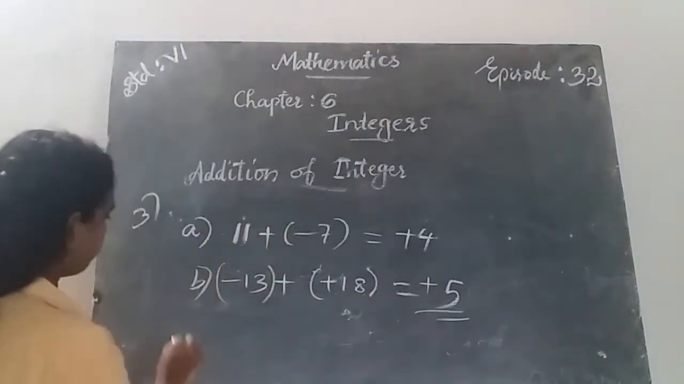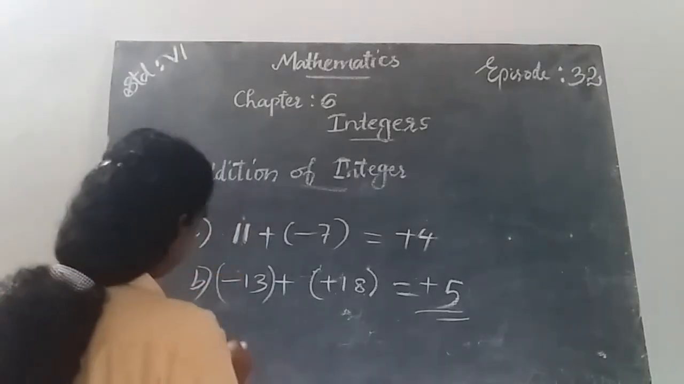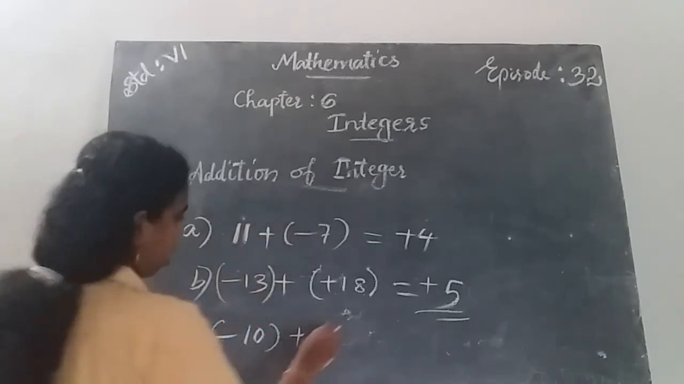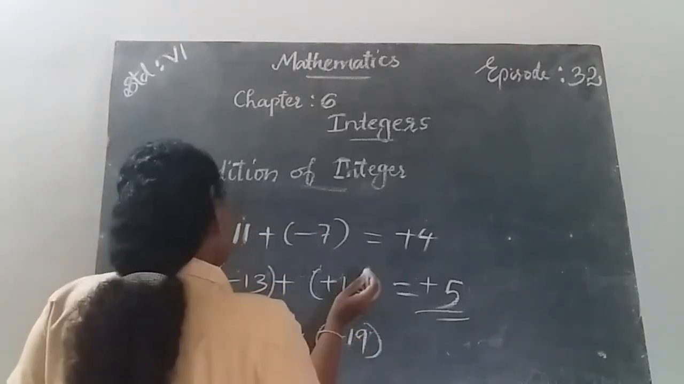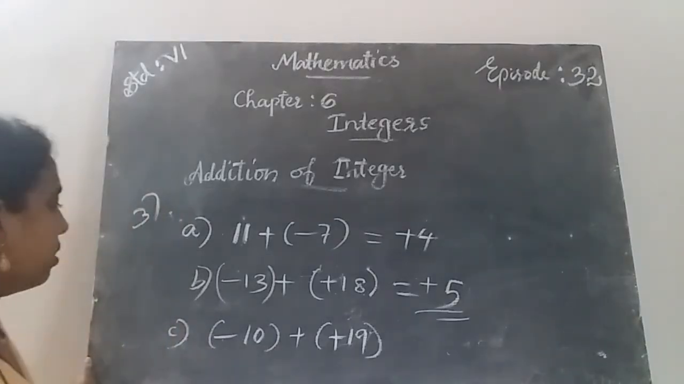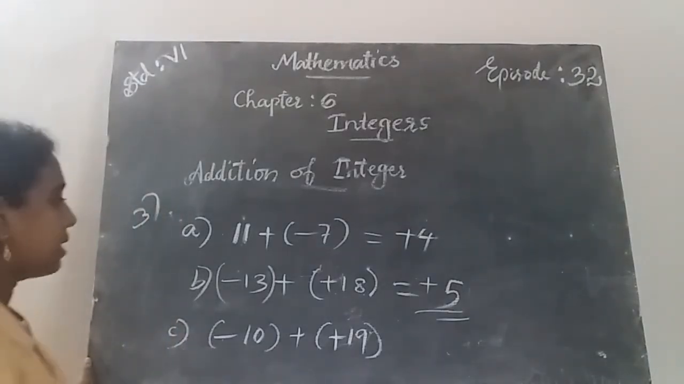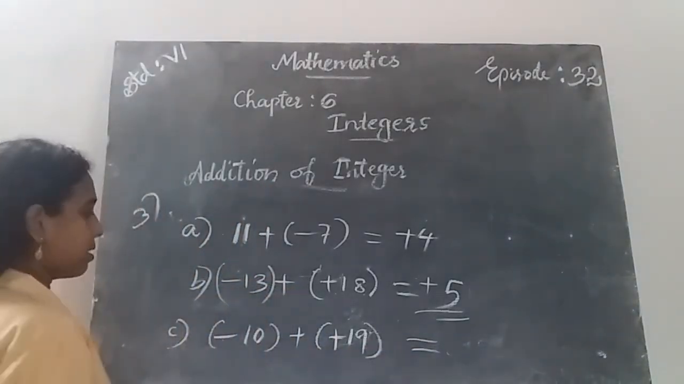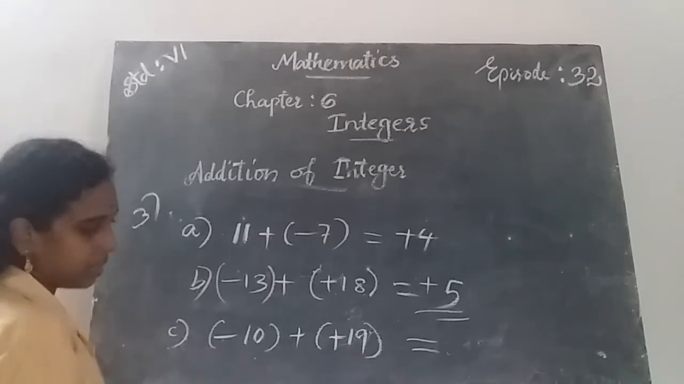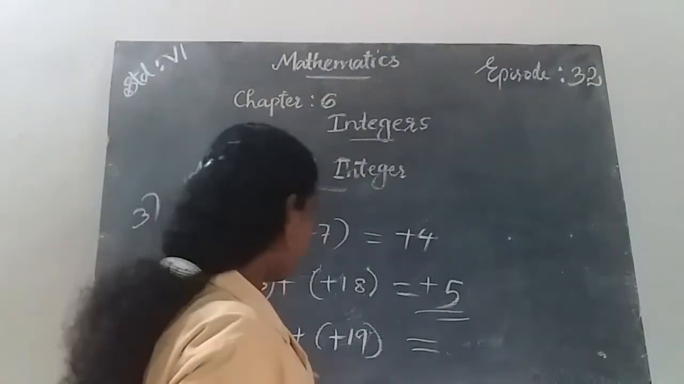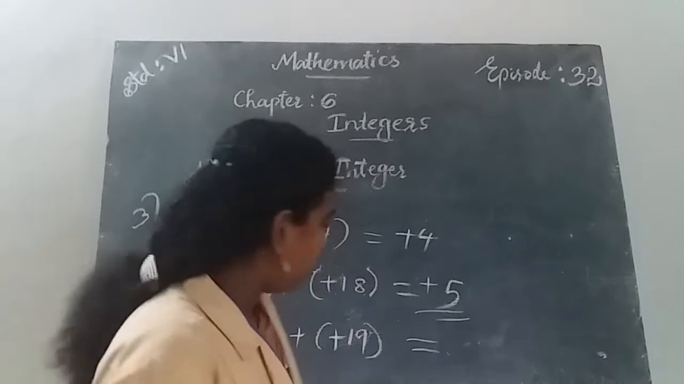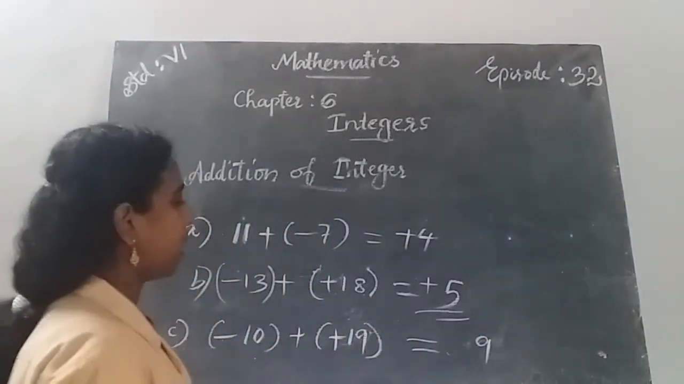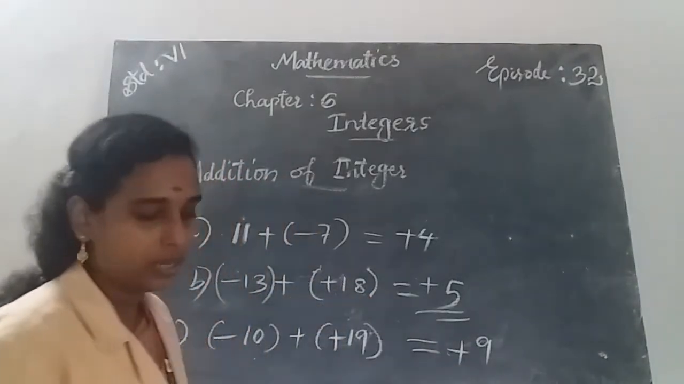Then next one is negative 10 plus 19. Okay, and here also it's positive and negative integers, so subtract these two numbers and take the sign of the greatest number. Okay, here 19 minus 10 we get 9. And here the greatest number is 19 and the sign is positive, so positive 9.